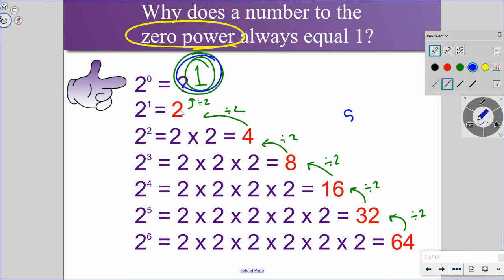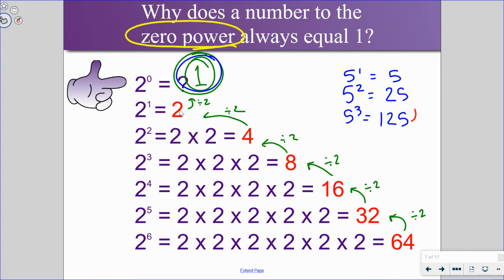Take, for instance, 5. 5 to the third power. 5 times 5 is 25 times another 25. 125. 5 to the second power. 5 times 5 is 25. 5 to the first power. Well, that's a 5. Now, go backwards. Divide by 5. Divide by 5. Divide by 5. So perhaps you will not be surprised to hear that 5 to the 0 power, 5 divided by another 5, is in fact 1.